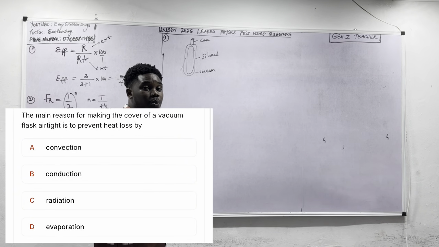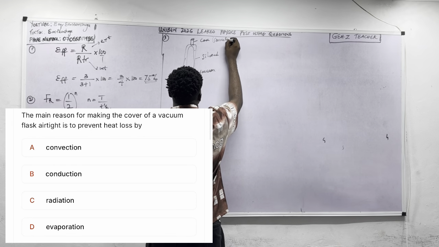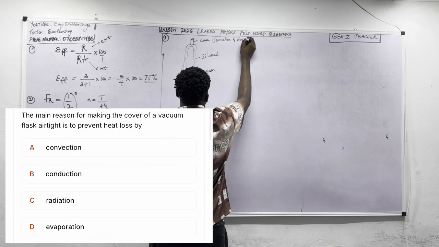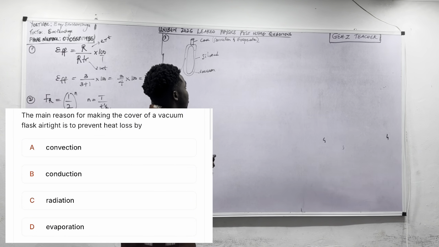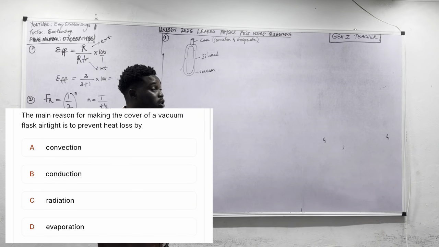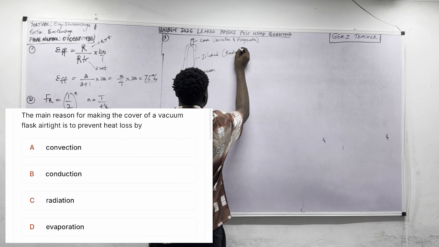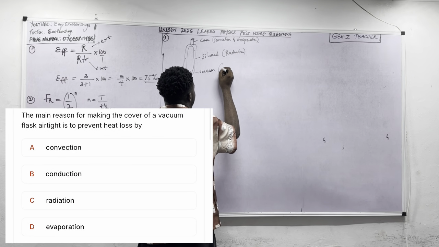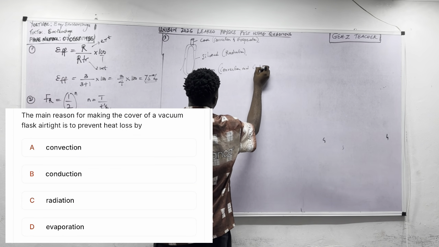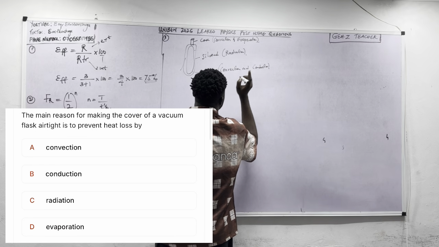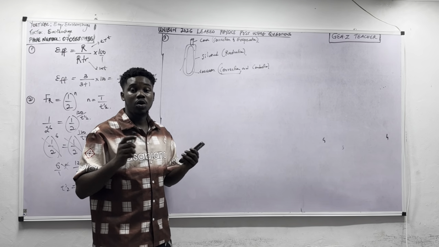Now quickly, the cork prevents heat loss by convection and evaporation, while the sealed walls prevent heat loss by radiation, and then the vacuum prevents by convection and conduction. But mainly by convection. So the answer to that question should be convection.